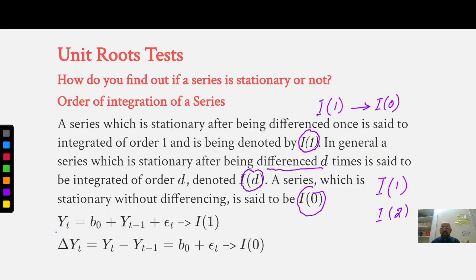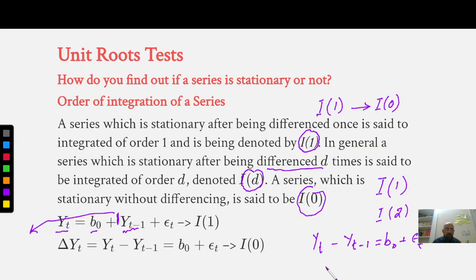So what do we say here? Yt equals B0, this is the constant or drift parameter, plus this coefficient is 1. So it means the series has a unit root. I can write it as Yt minus Yt-1 equals B0 plus epsilon t.